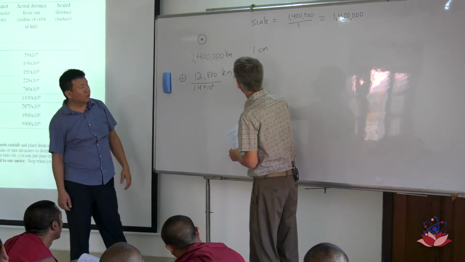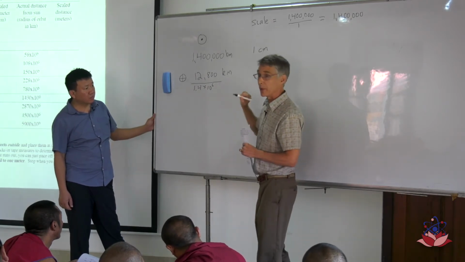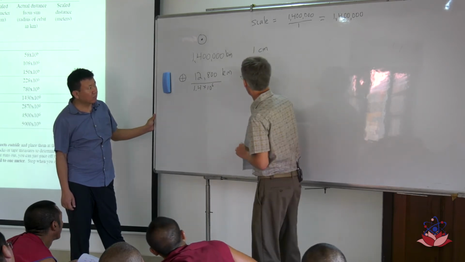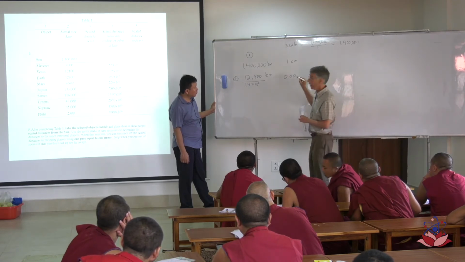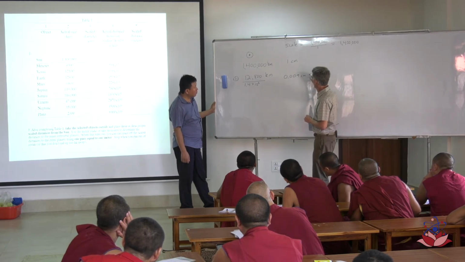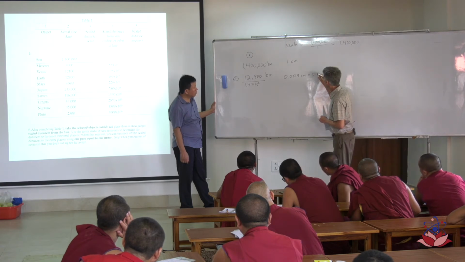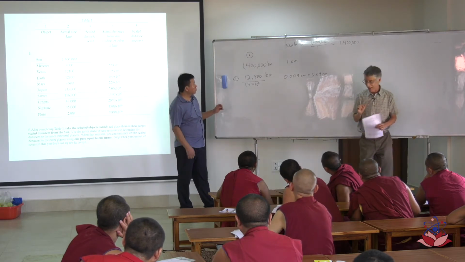The answer I get, which we actually know because the Earth is 1/100th of the diameter of the Sun, is 0.00, actually 9 in this case, centimeters, which is equal to 0.09 millimeters, which is way too small.